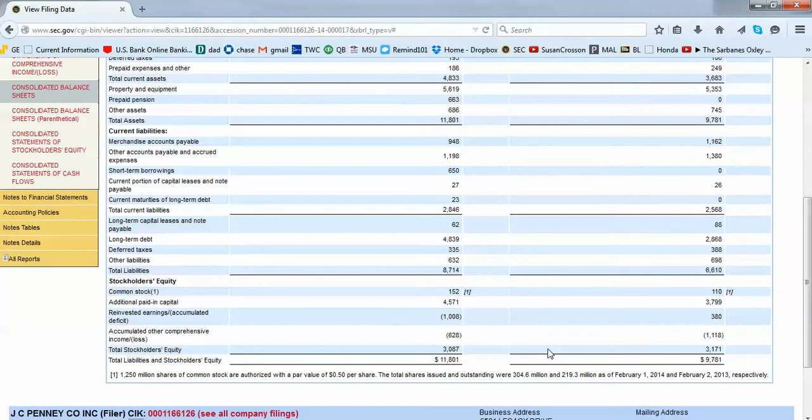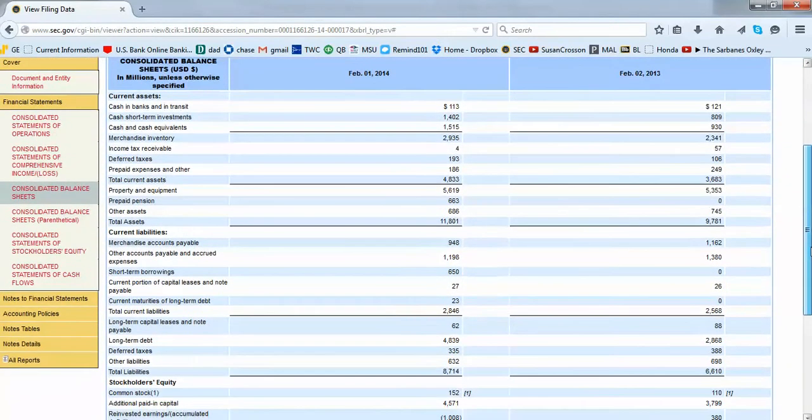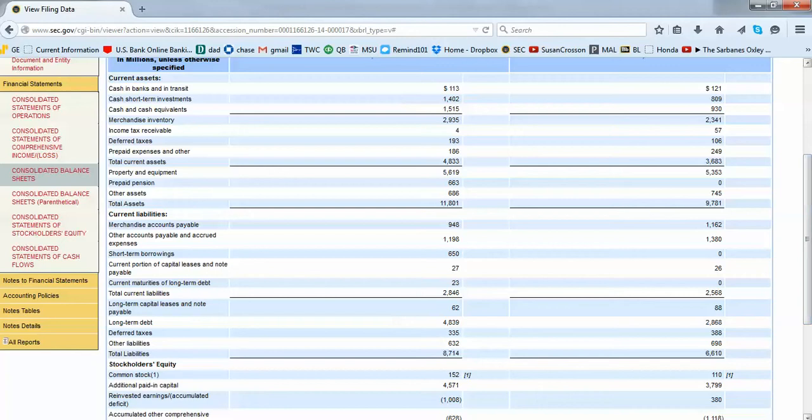In some of the ratios, you're going to need both the income statement numbers and the balance sheet numbers. You're going to have to look both of those up in order to calculate. But this is where you can start to utilize the Edgar statements for your financial analysis project in order to calculate ratios which you can use to compare your two companies, and this is how you find them.